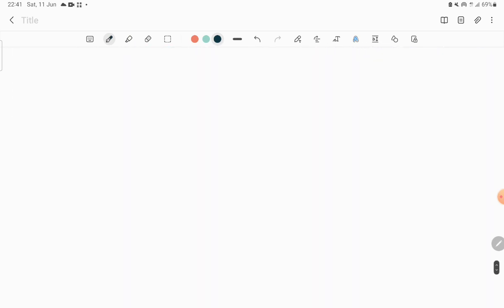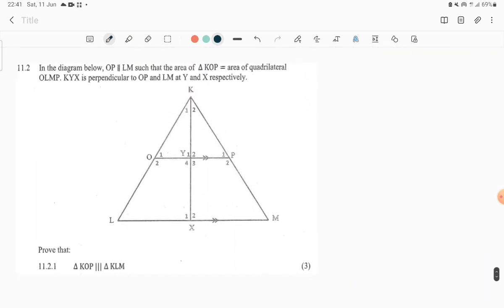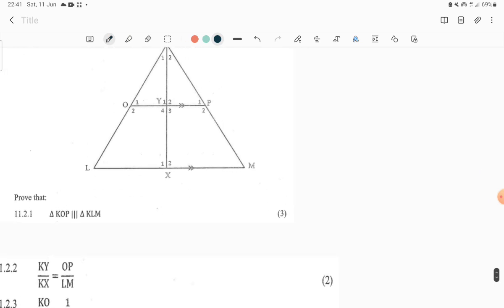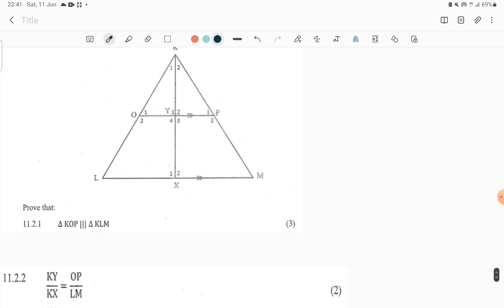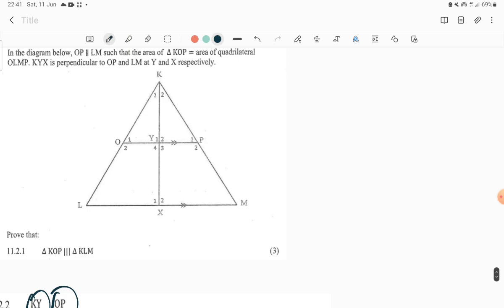Now let's come to the second question. The second question says: prove that KY divided by KX is equal to OP divided by LM. Now what are we having? We have our information there that says triangle KOP is similar to triangle KLM. Now we need to take some corollaries so that we prove this information.